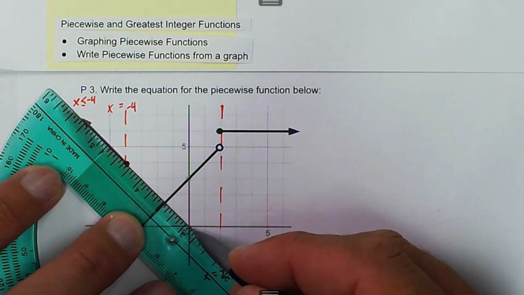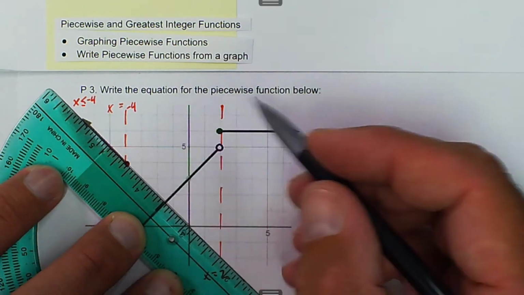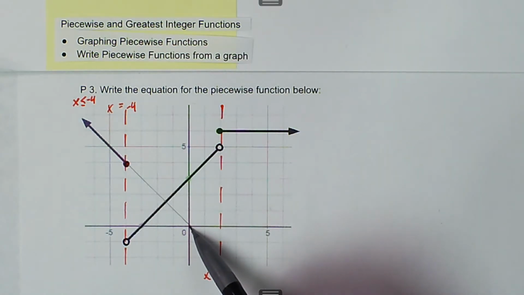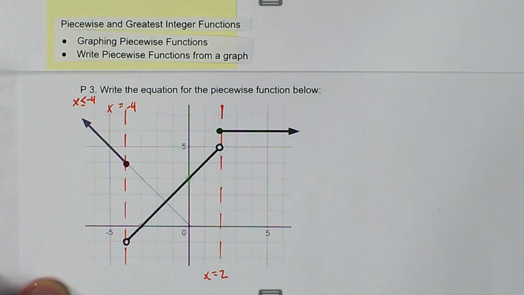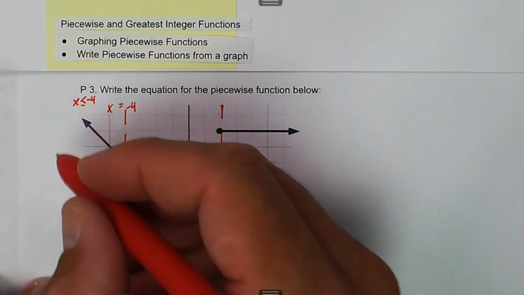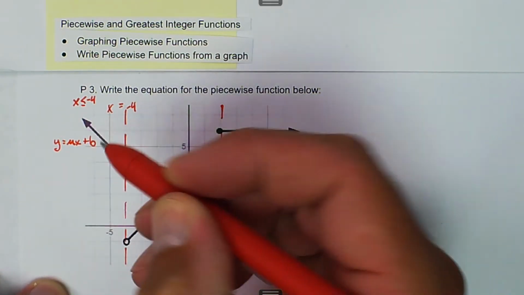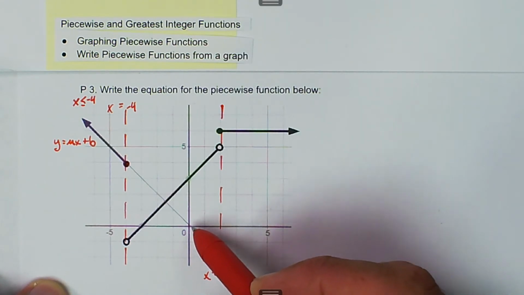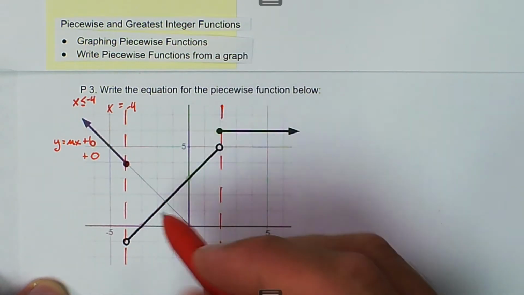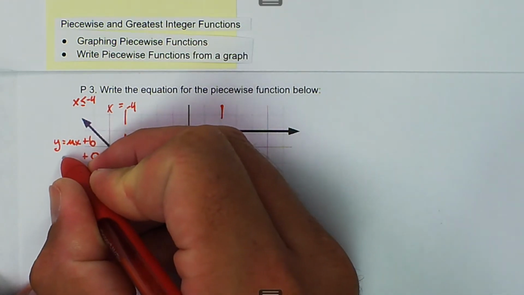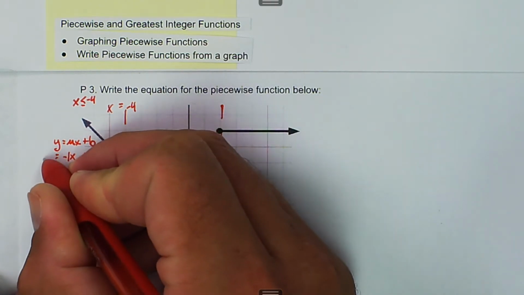And so here, I'll just draw a light line. Here I can see that it does cross at (0, 0), and it looks like it has a -1 slope, so down 1 over 1. So in my y equals mx plus b form, my b is 0, and my slope, I go down 1 over 1. So my slope is going to be -1x, and that's equal to y.